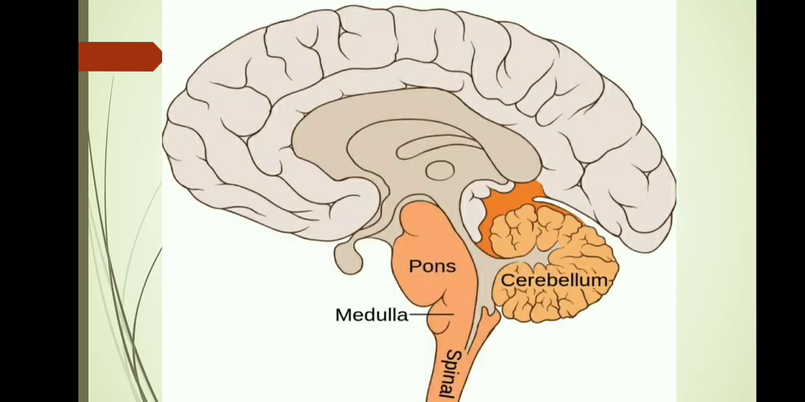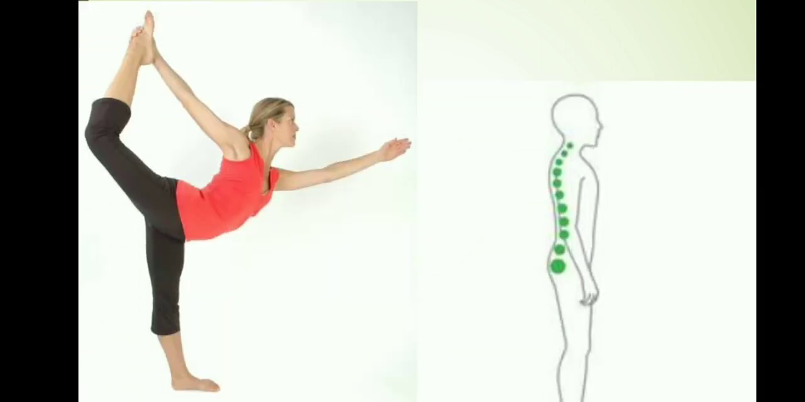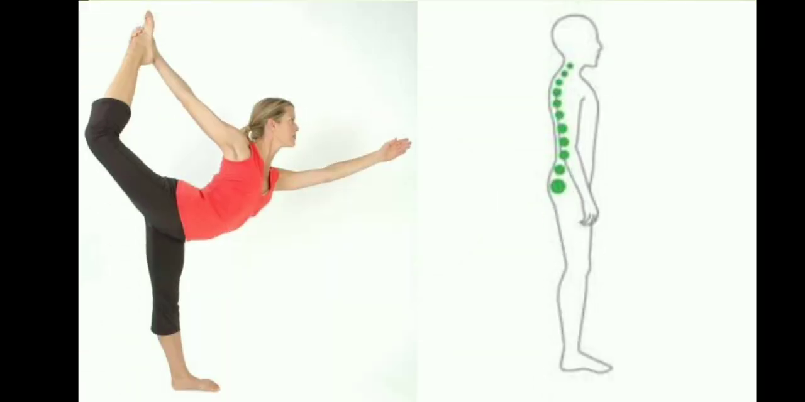So now let's move on to the last part of the brain, which is the hindbrain. The hindbrain consists of three important parts: the cerebellum, pons, and the medulla oblongata. Now first let's discuss the cerebellum. Cerebellum is the second largest part of the human brain, and it controls the voluntary activities. Cerebellum helps to maintain your body balance, and it also helps you to maintain a proper posture.